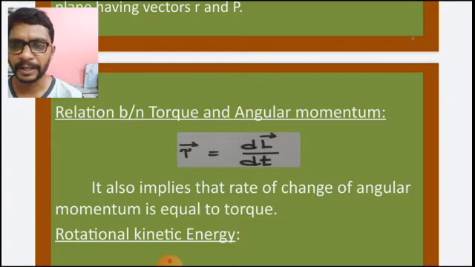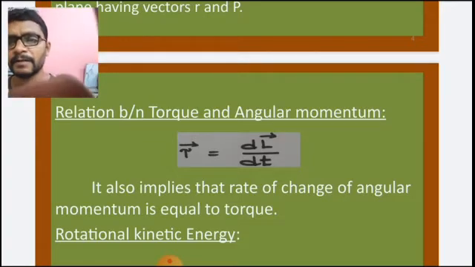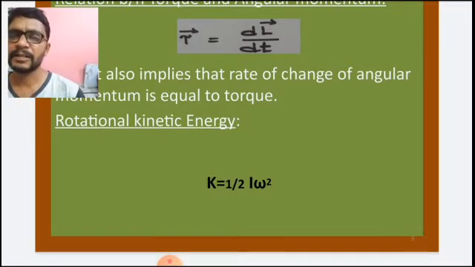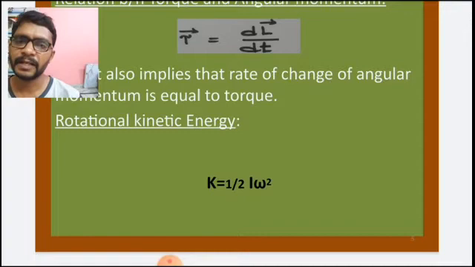Now we are going to derive this equation in this class. And also we have rotational kinetic energy. The rotational kinetic energy of a rigid body can be written as K is equal to half I omega square. What is I? Moment of inertia. What is omega? Omega is the angular velocity of the rotating rigid body.